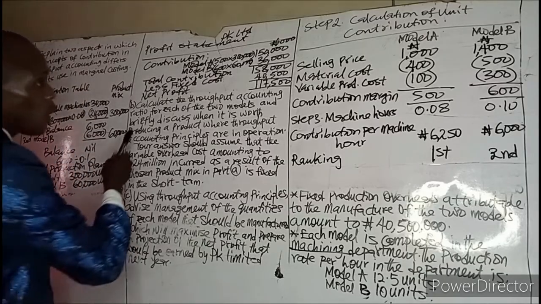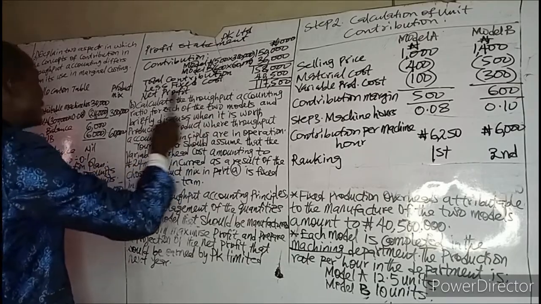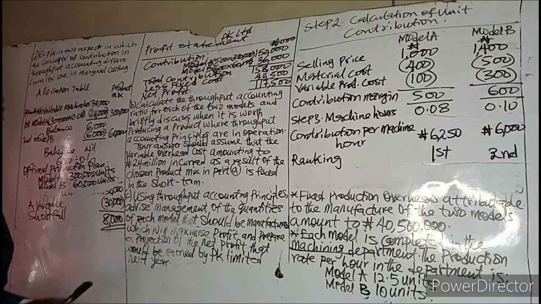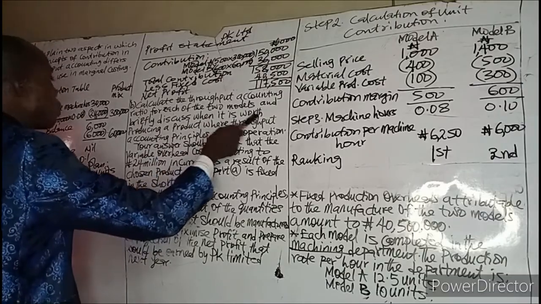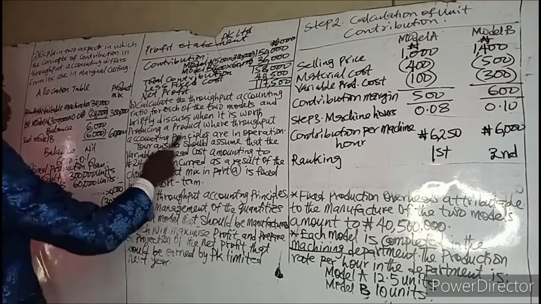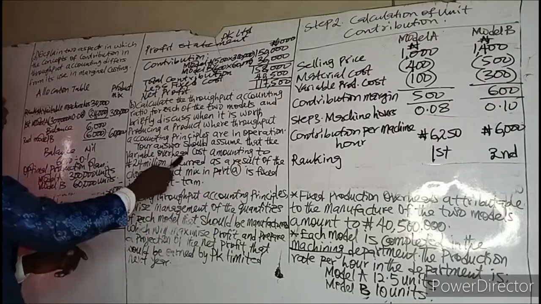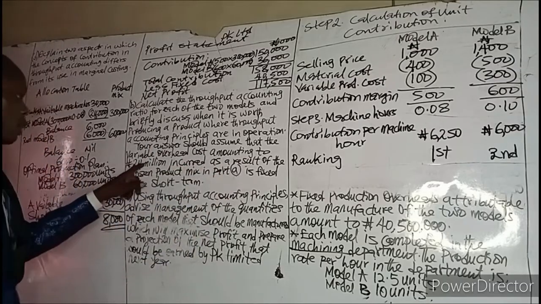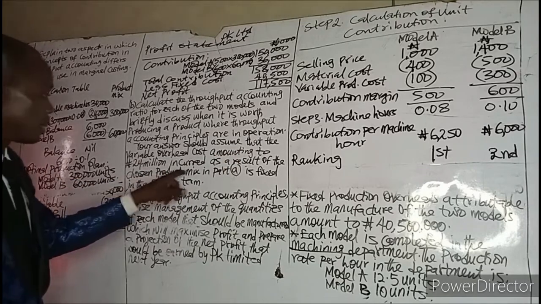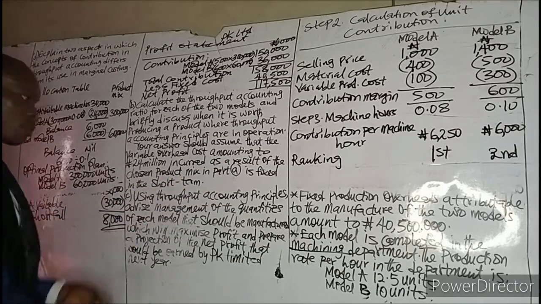Now, in requirement B, you are to calculate the throughput accounting ratios for each of the two models and briefly discuss when it is worth producing a product where throughput accounting principles are in operation. Your answer should assume that the variable overhead cost amounting to 24 million incurred as a result of choosing the product mix in part A is fixed in the short term.